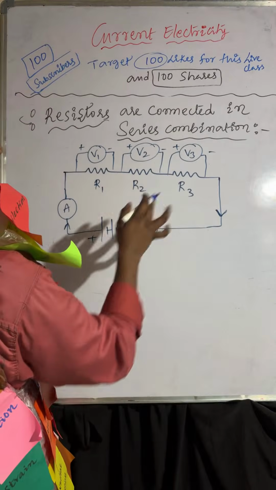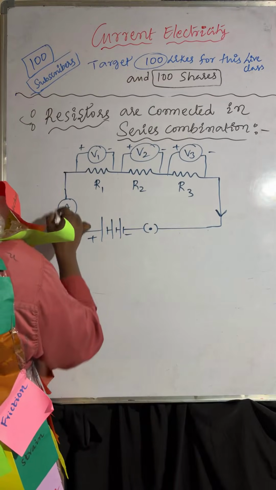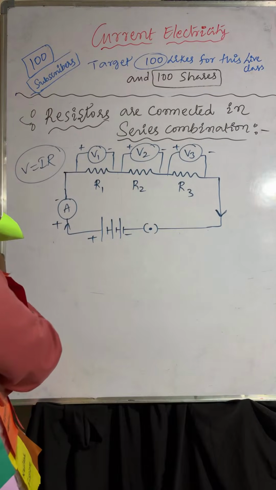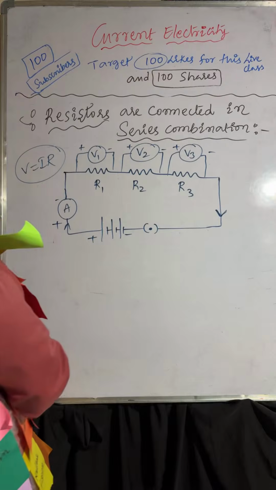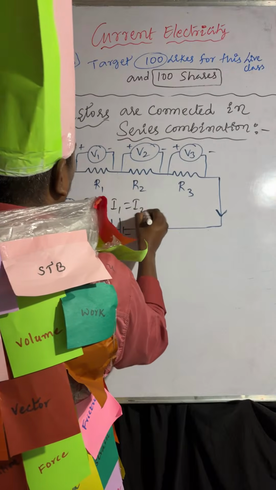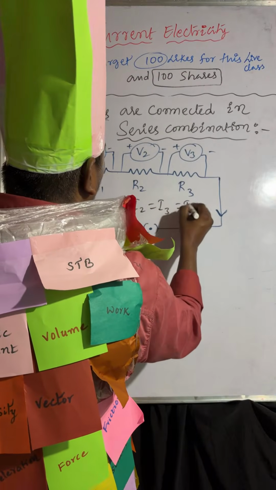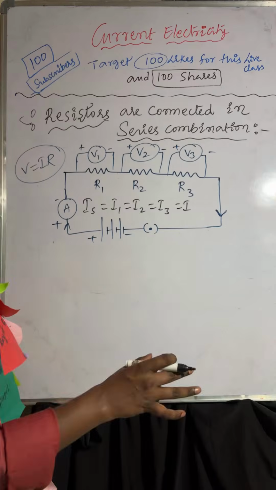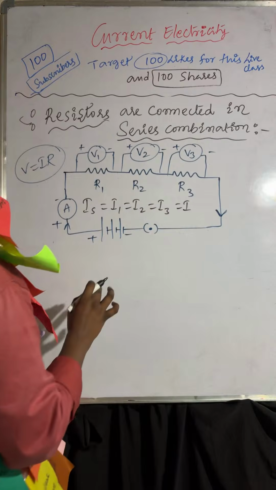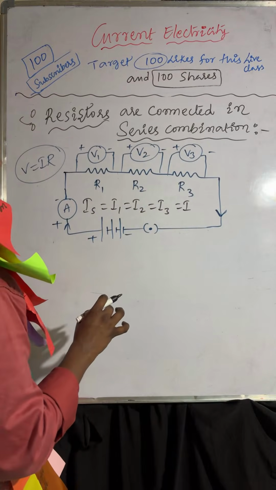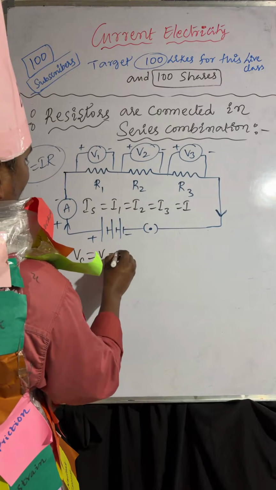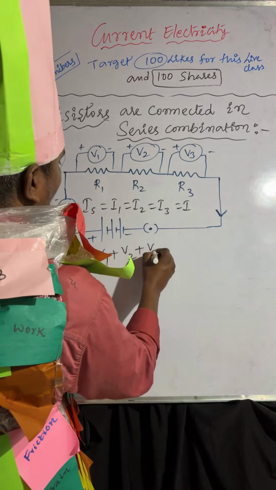So throughout the circuit current is same. From Ohm's law, V equal to IR. So IS equal to I1 equal to I2 equal to I3 equal to I. Because all resistors are connected in series combination, throughout the circuit current is same. From Ohm's law V equal to IR, so Vs equal to V1 plus V2 plus V3.